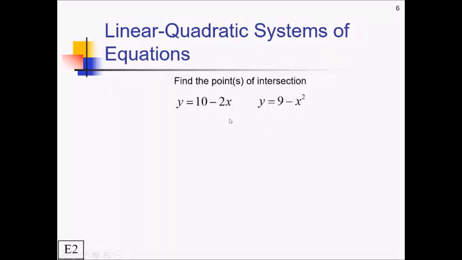Here's another example for you to try out. Pause the video and see if you can do this one on your own.